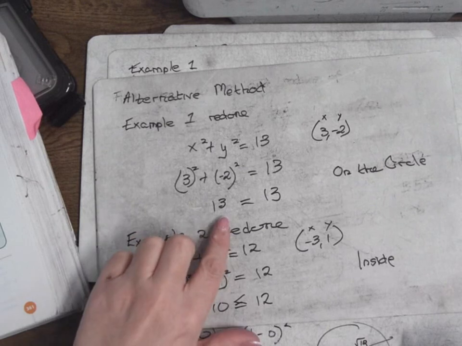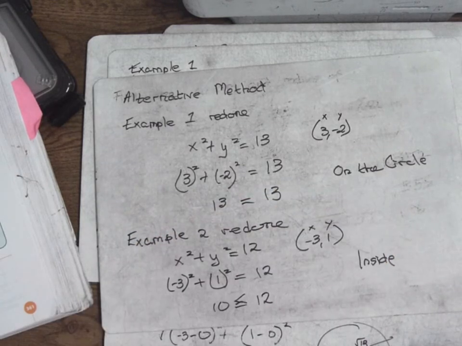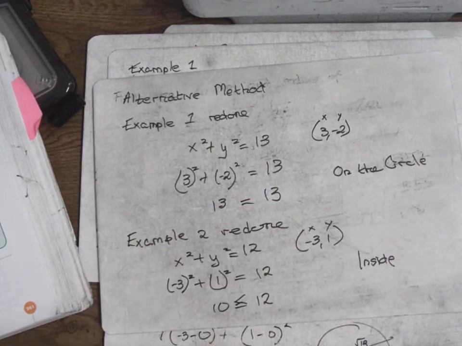So if the numbers turn out to be the same, it's on the circle. If the number on the left is smaller, it's inside the circle. And if the number on the left is bigger, it's outside the circle. Are we good with this?